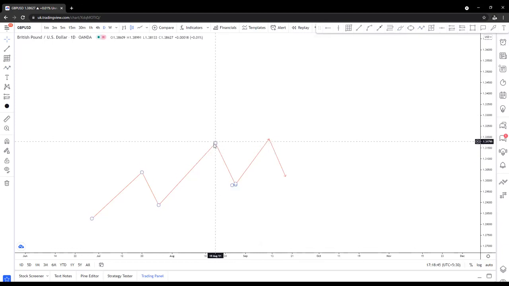You see that? So that is why this can be called external range liquidity. I hope it's clear. You can tell me if it's not clear.